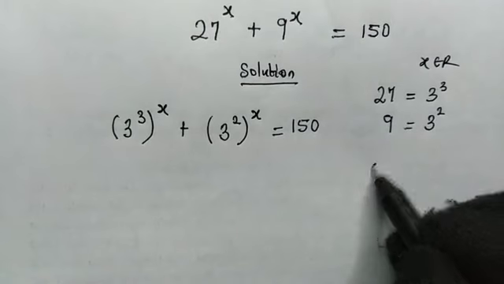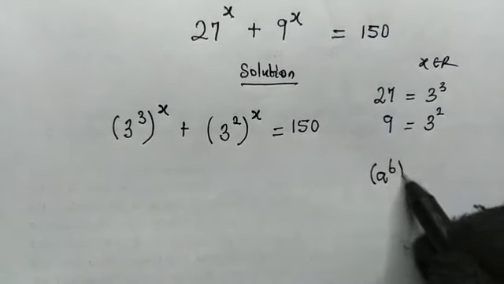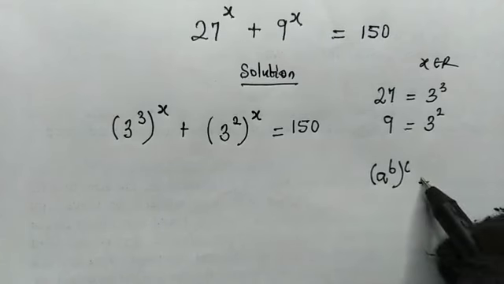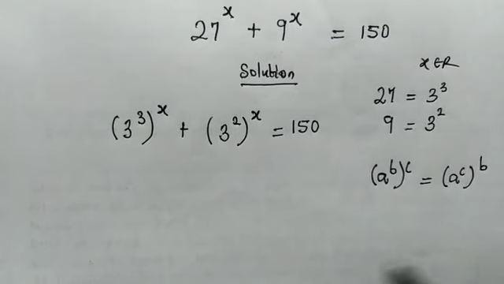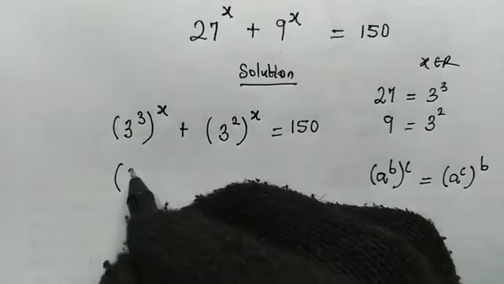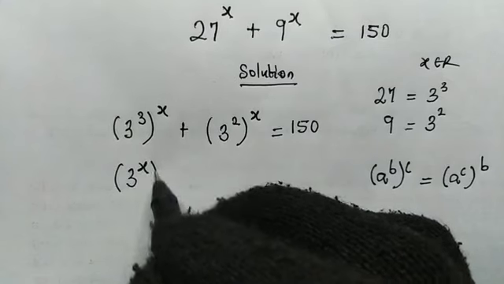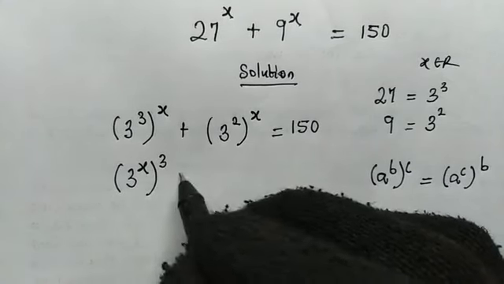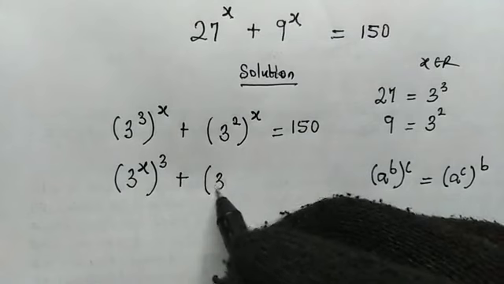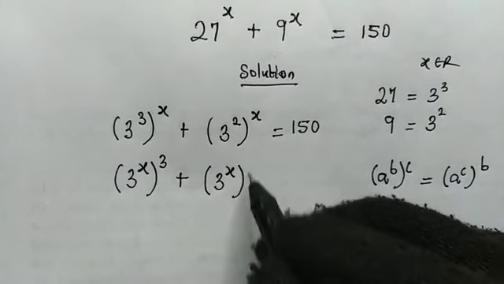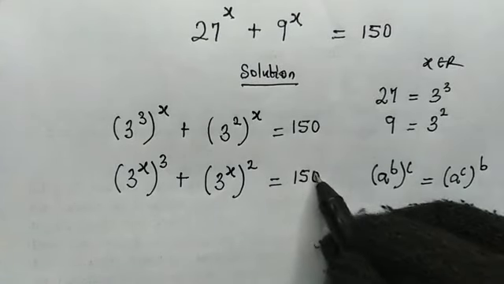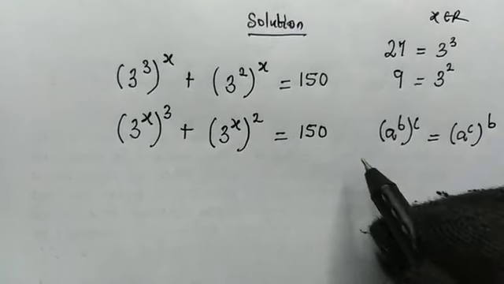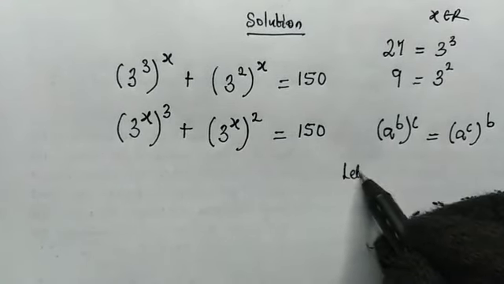So let's take note of this property: a to the power of b in bracket to the power of c is the same as a to the power of c to the power of b. With that property, we get 3 to the power of x, then cubed, plus 3 to the power of x, then squared, and this will be equal to 150.